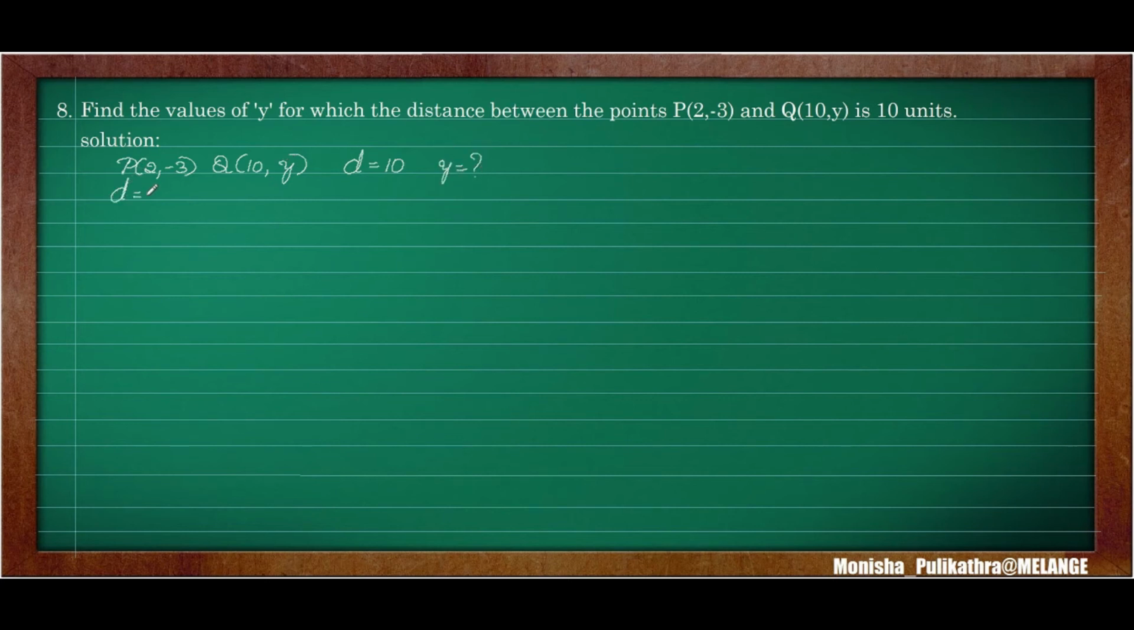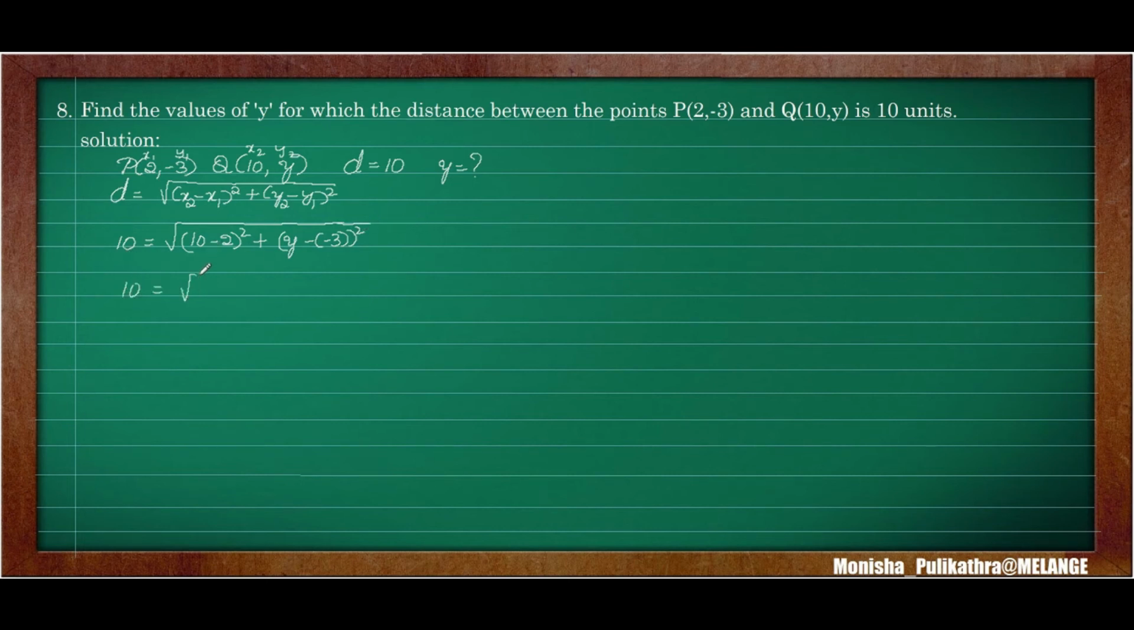So first we need to apply the distance formula. d is equal to square root of (x2 minus x1) whole square plus (y2 minus y1) whole square. Here this is x1, y1 and this is x2 and y2. So d is already given, d is 10. Substitute that value. 10 is equal to square root of, x2 is 10 minus x1 is 2, so (10 minus 2) whole square plus y2 is y minus y1 is minus 3. So put a bracket and write here, (y minus of minus 3) whole square.